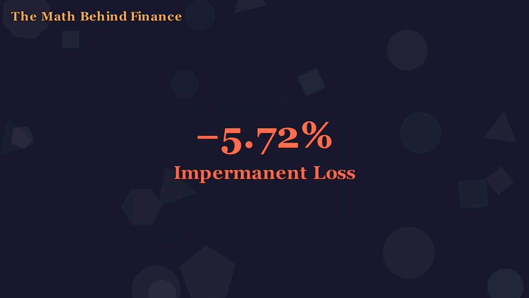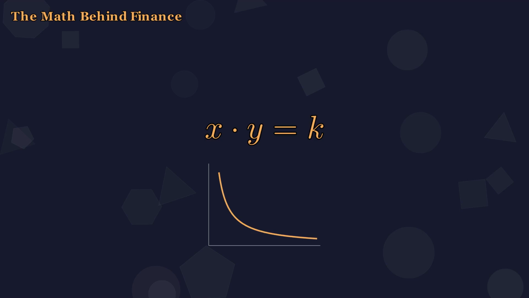In the next 10 minutes, we'll derive the formula and show why a single equation, x times y equals k, replaced Wall Street's order book with a hyperbolic curve.